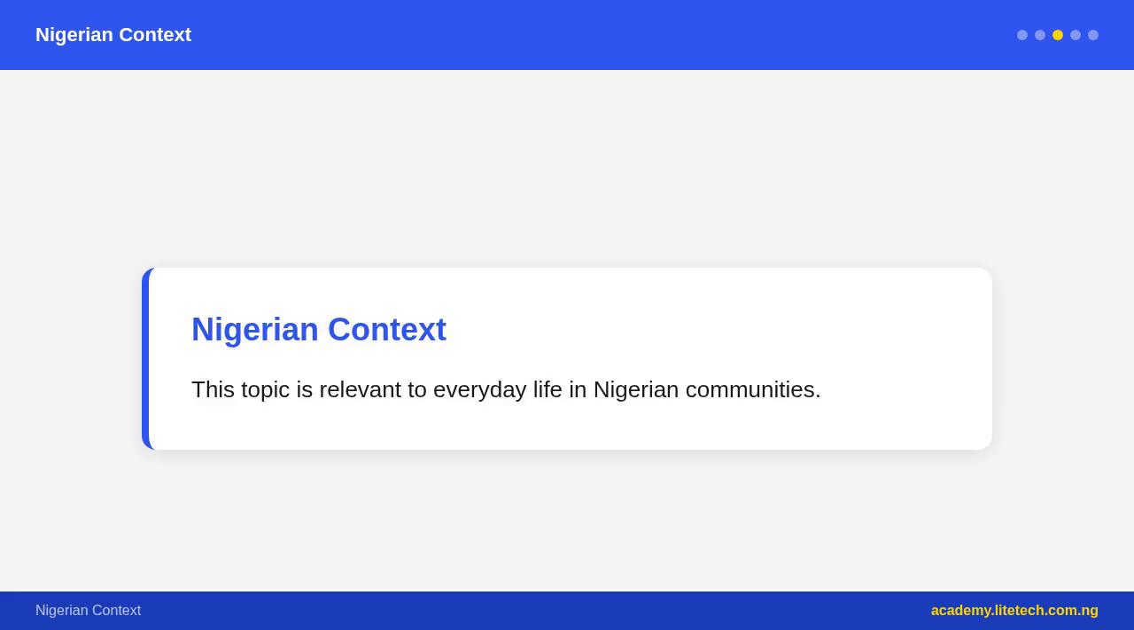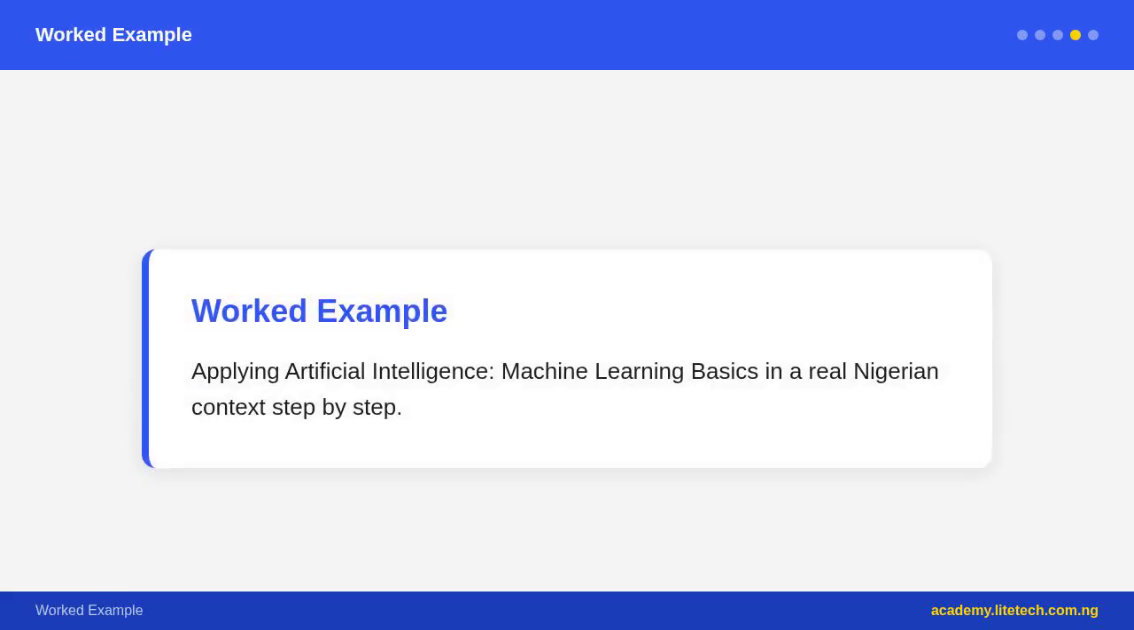Convolutional neural networks, CNN: specialized for image analysis, they detect edges, textures, and shapes at different scales, and are used in face recognition, medical imaging, and self-driving cars. Recurrent neural networks, RNN: specialized for sequential data, text, speech, time series, they maintain memory of previous inputs.